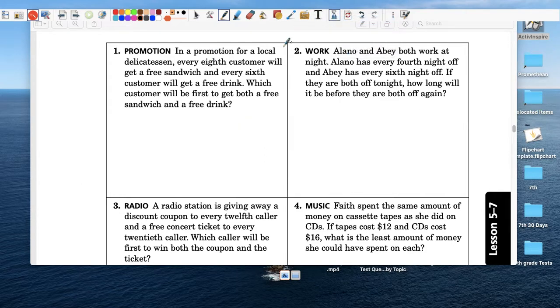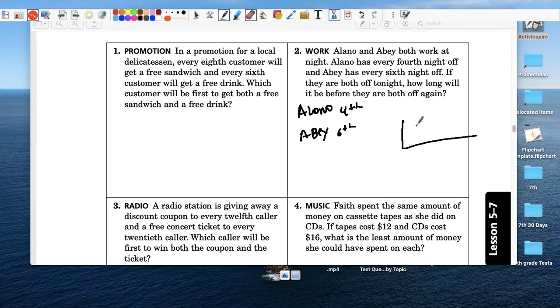Okay. Number 2, Alano and Abby work at night. Alano works every 4th night, and Abby every 6th night. So imagine they work, and they always have a break. Alano has a break every 4th day, and Abby every 6th day. When will they have a break together?